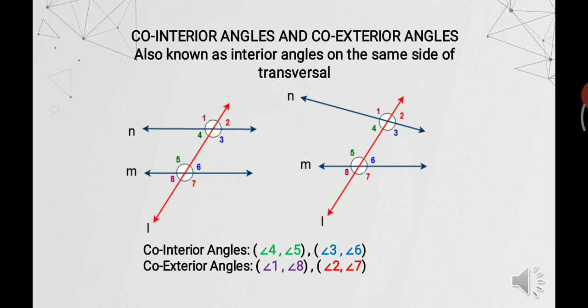On the left hand side you can see angle 4 and angle 5 are in the interior of these two lines, so we call them co-interior angles. And angle 1 and angle 8 are in the exterior of these two lines and they are also on the same side of the transversal, so we call them co-exterior angles. Similarly, you can find the other pairs of co-interior and co-exterior angles.